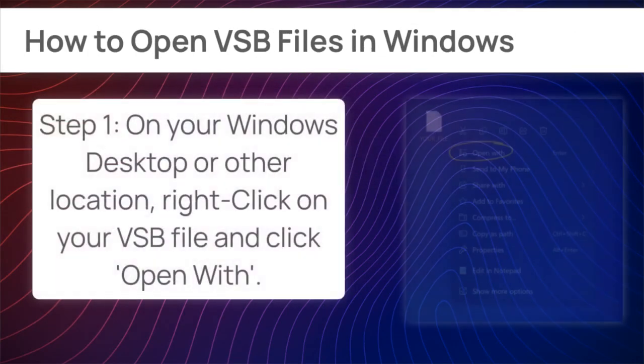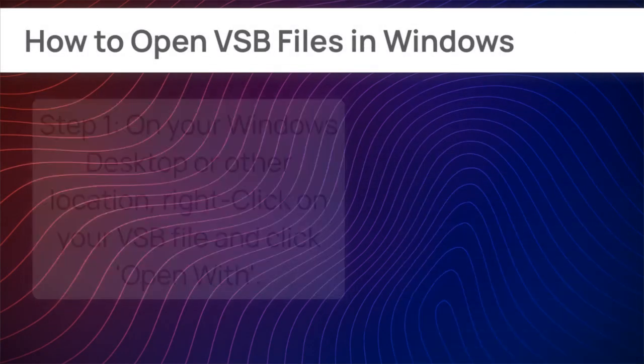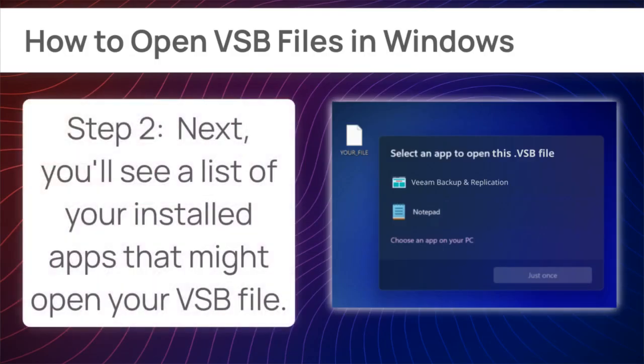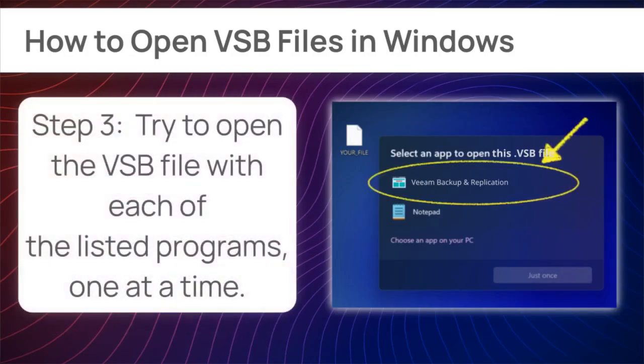The initial action is crucial. Right-click your VSB file and select Open With. Use Veeam Backup and Replication. If it's installed, it's the best candidate. If not, cycle through the remaining options until one works.